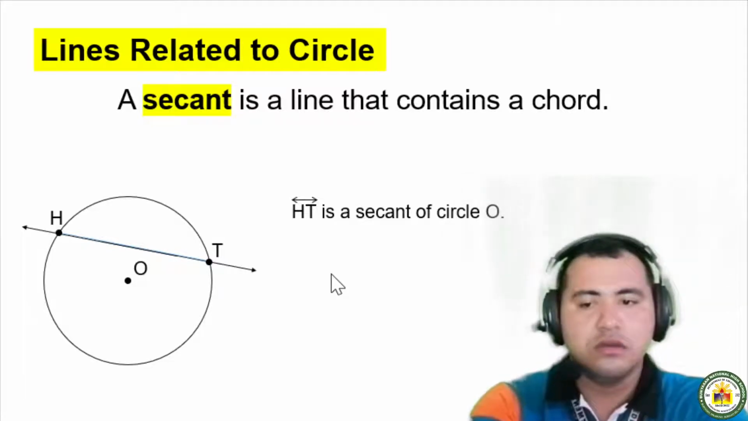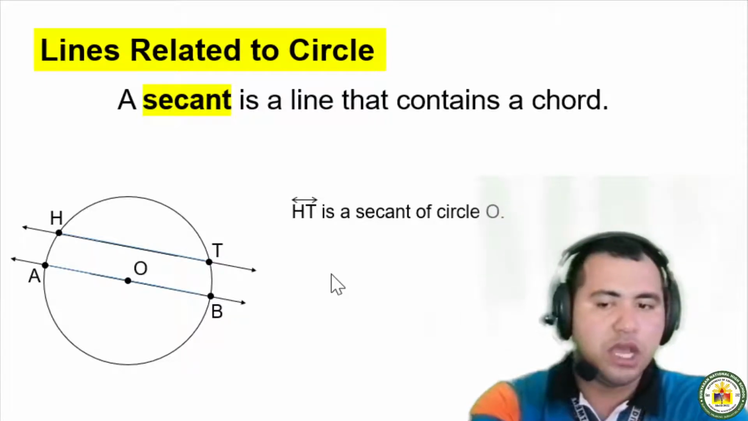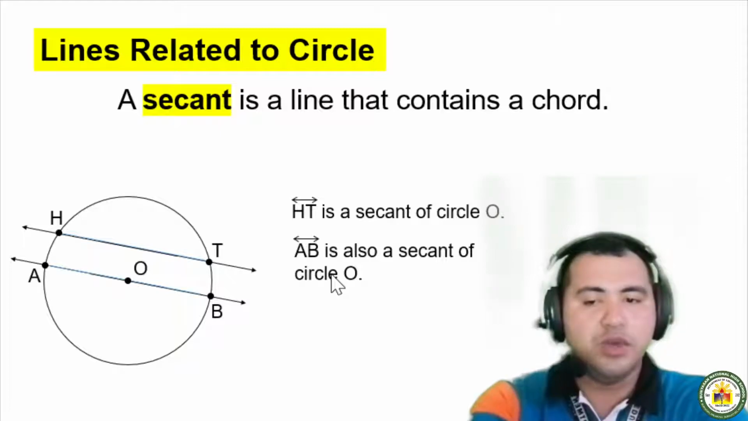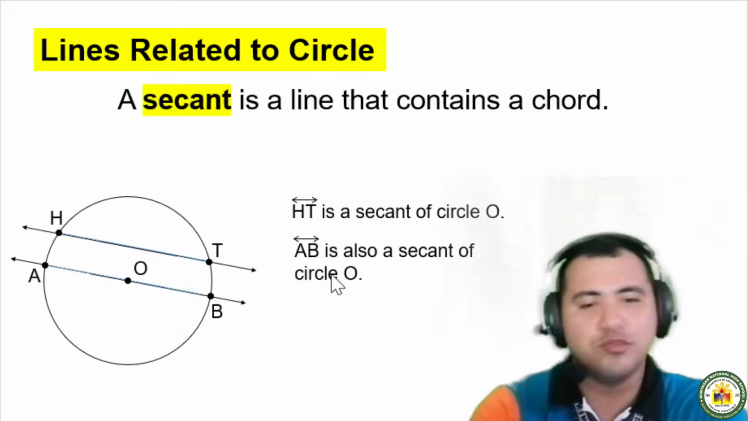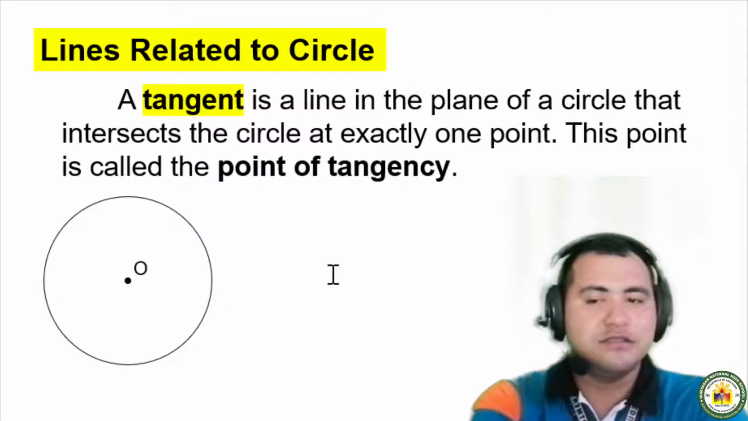Okay. Another is that one. So, naa siya secant gihapon na siya. No? So, line EB is also secant of circle O. Okay. Duha. Secant, duha. So, 2. Okay. Next is a tangent.